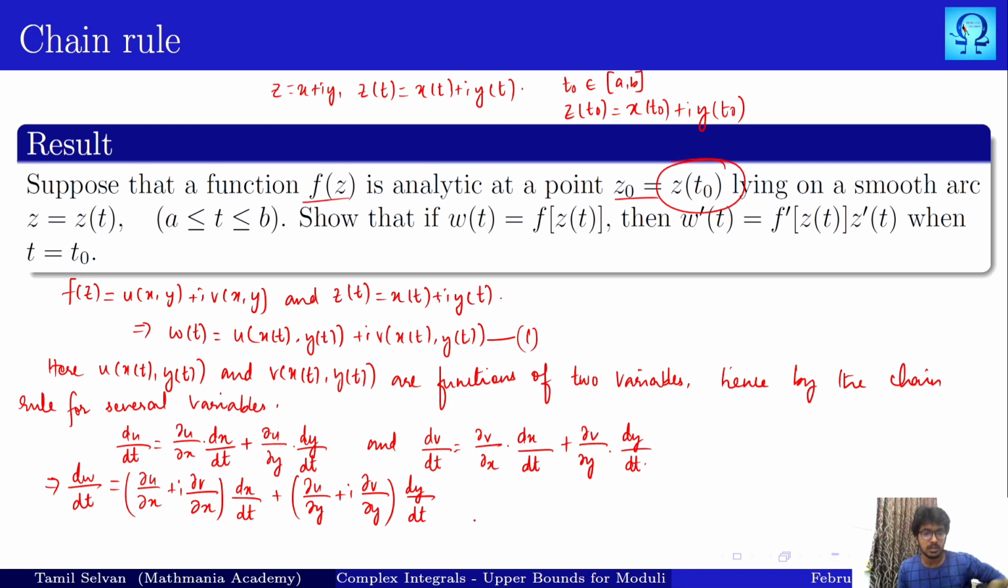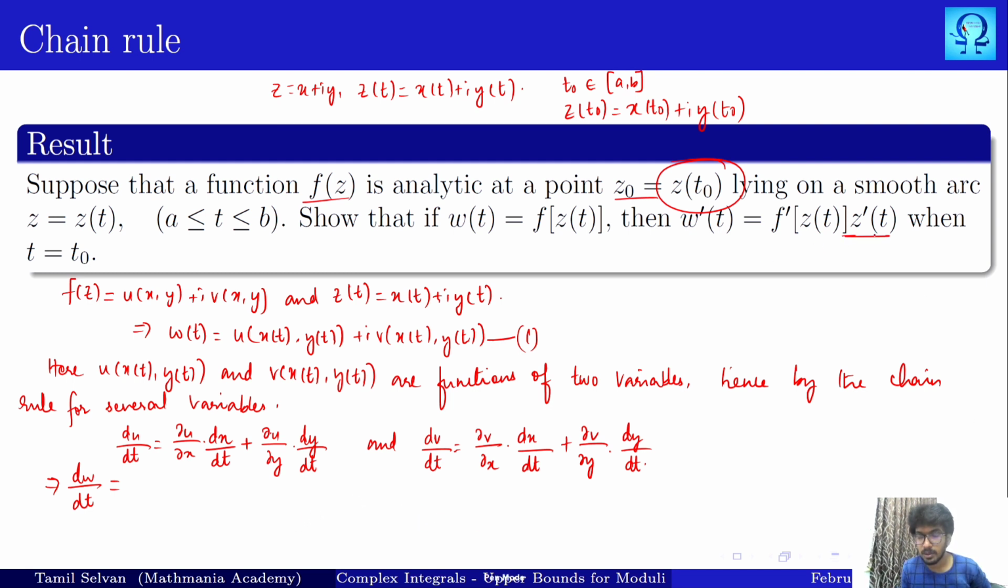Just a minute. Yes, this is one combination. I must not do it this way. I need the iota term to come outside. So we'll have to do it that way. Just a minute. Why? Because you can see the problem here. We'll have to get z prime of t outside. Remember that. So keeping that in mind, let me do the substitution directly.